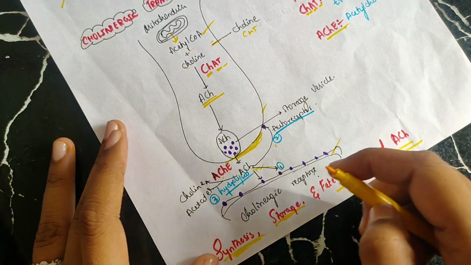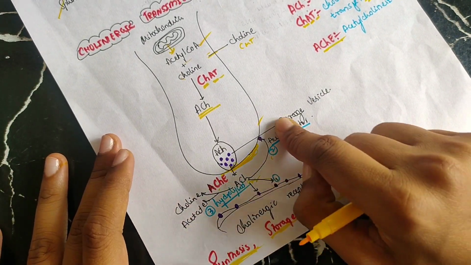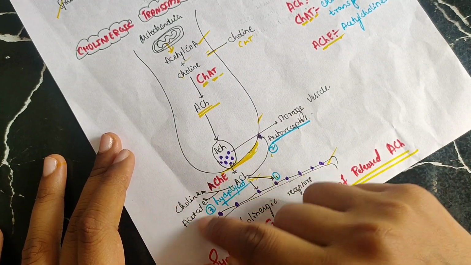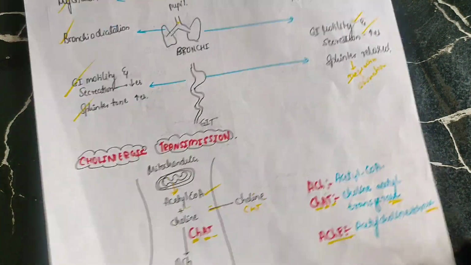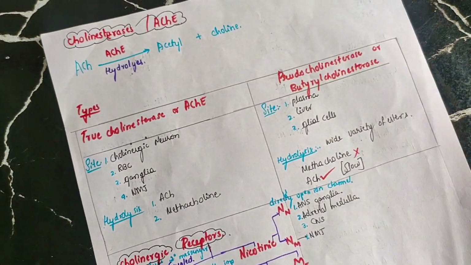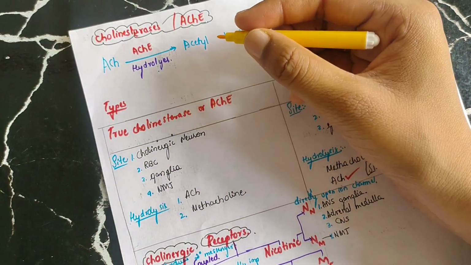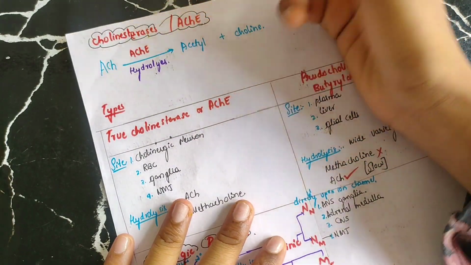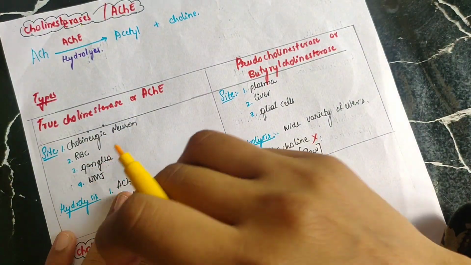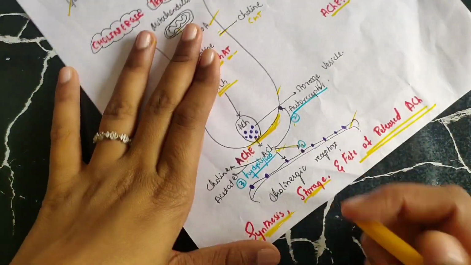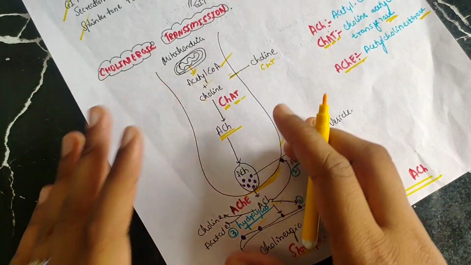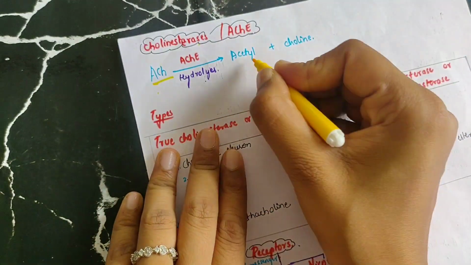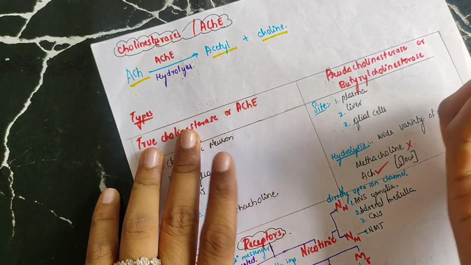So the fate you got to know: it is taken up by the receptors, or it is taken back by the same neuron, that is autoreception, or it is hydrolyzed into choline and acetate. This is the fate in cholinergic transmission. And now we will see about cholinesterase. Cholinesterase is also known as acetylcholinesterase. As we have discussed, this cholinesterase hydrolyzes acetylcholine into choline and acetate.